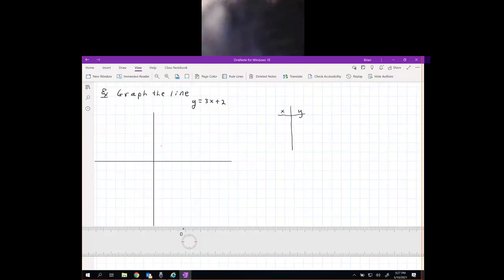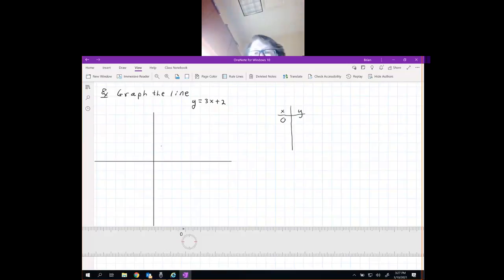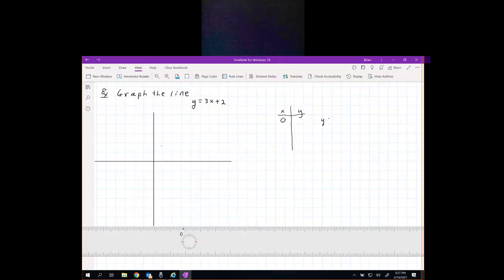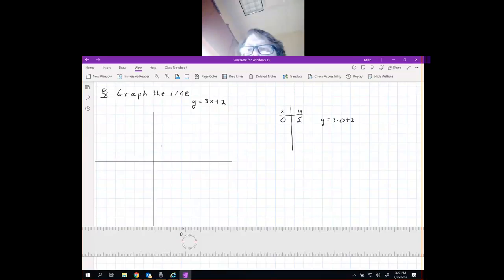If I allow x to equal 0, then y will equal 3 times 0 plus 2. That equals 2. All right, the point that we get from it, we get 0, 2. That's because x is 0 and y is 2. So to graph this, I'll start at the origin, and to get to 0, 2, I will simply go up 2 places, and I'll put a dot.